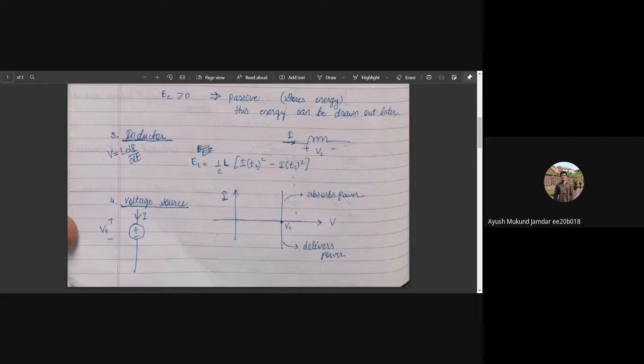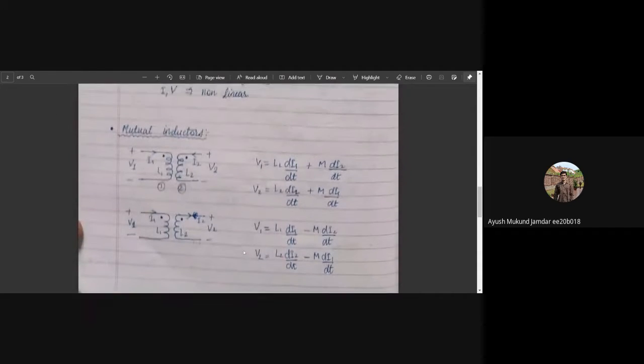Okay, so this has been about the circuit elements, power, and energy. We talked about linearity. Now, there are a few more small bits to talk about. That is the mutual inductor.